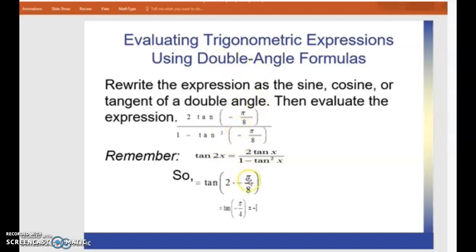So that angle is negative pi by 8. Multiplying it by 2, and simplifying, we get negative pi by 4. And the tangent of negative pi by 4 is negative 1.